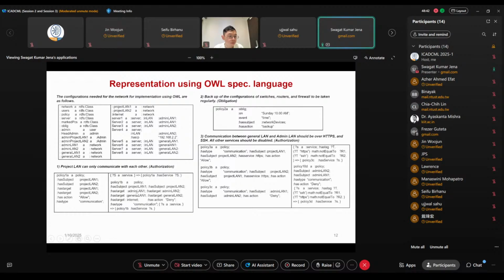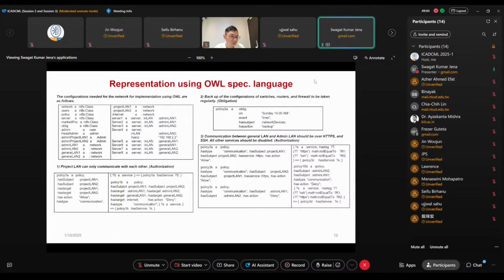However, here the target is admin LAN 1, admin LAN 2, because we have to discard those communications, we have to deny the communication. So therefore the target is internet and the action is deny. So all types of communication are denied between project LAN and other LANs, whereas between project LANs it is allowed. So that is the meaning of it.